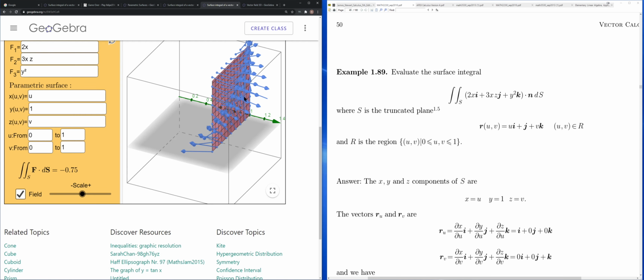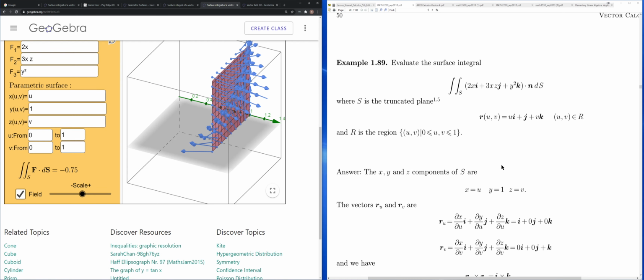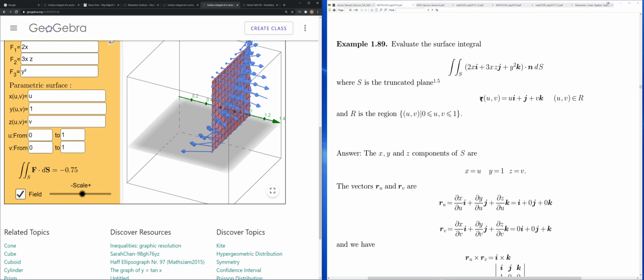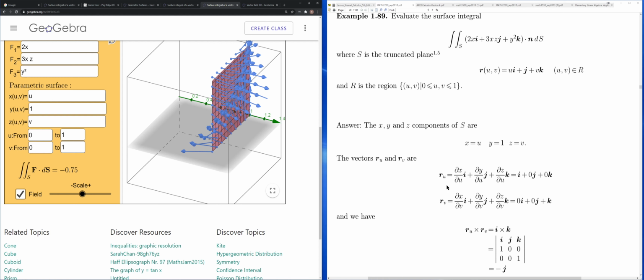So what would be the orientation for this? You can work it out here. This is the parametric description, and we saw this calculation already. r_u is when you differentiate each of your component functions with respect to u, so you get a 1, a 0 and a 0, so you get an i. r_v, differentiating with respect to v, gives 0, 0 and 1.